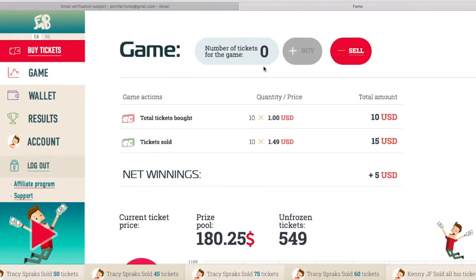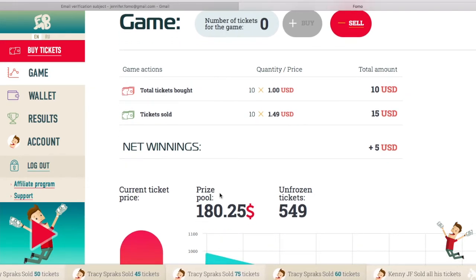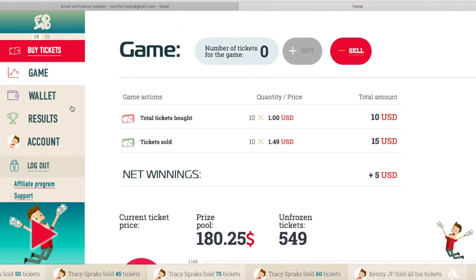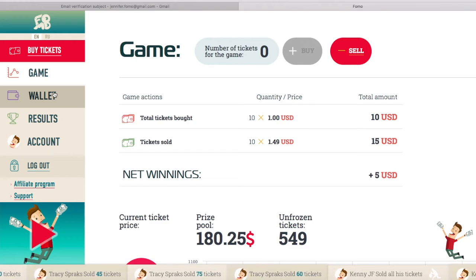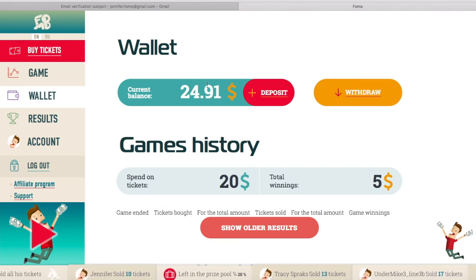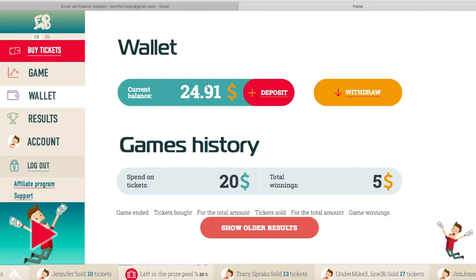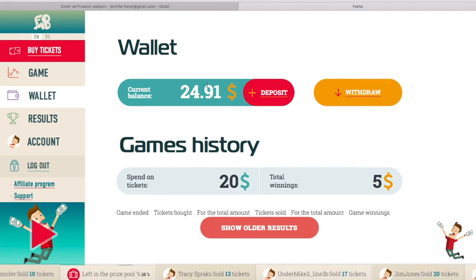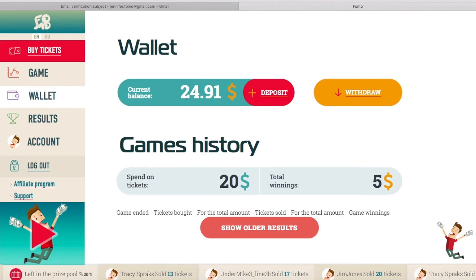So I sold my tickets right now, and for me the game has ended. So I want to go back to my wallet and check my earnings from that. Okay, so my deposit right now is $24, almost 25. Initially, as you remember from the first video, I bought $20 as a deposit, and I put 10 tickets in the game. So in my wallet there was $10 left. So right now, in the overall sum with my earnings, it's $25.